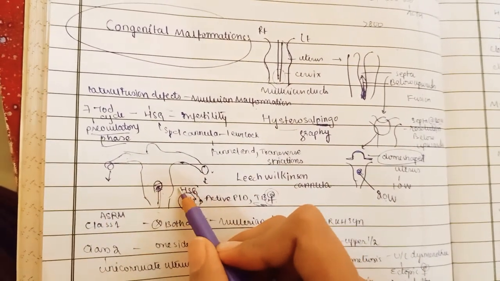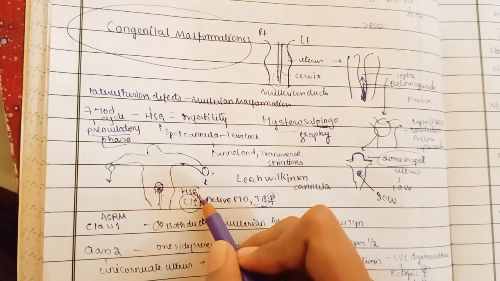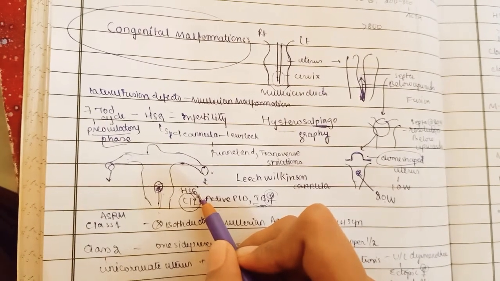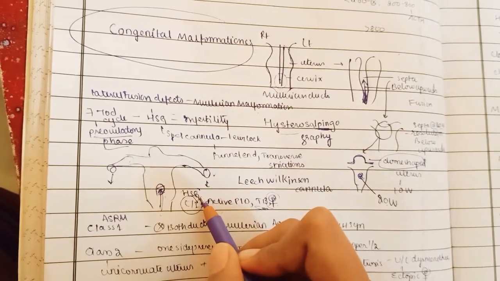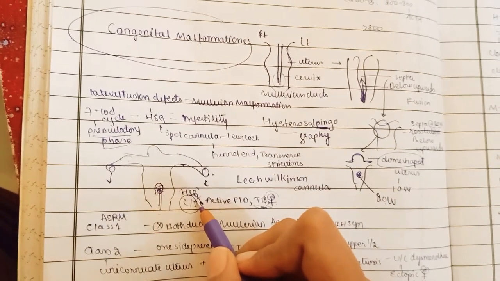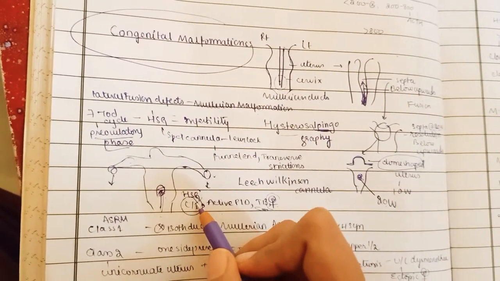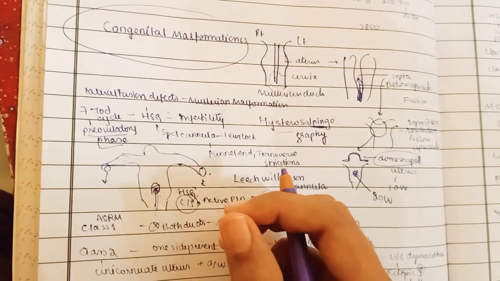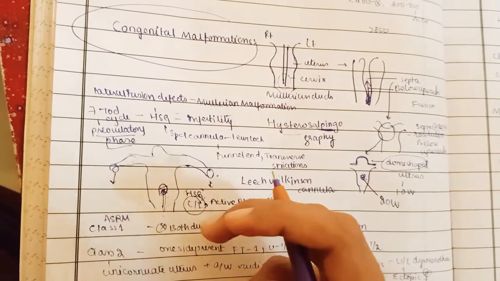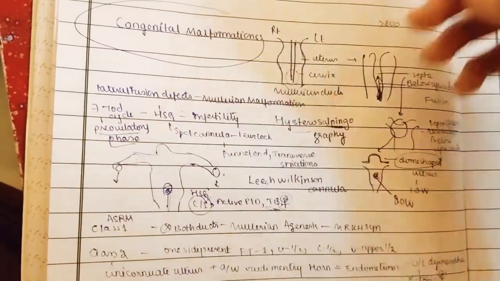So always remember the investigation of choice. You may think that now we are talking about HSG, so this may be the investigation of choice, but no, it is not the investigation of choice in Mullerian malformation, because HSG cannot differentiate between the bicornuate and septate uterus. So what is bicornuate and septate uterus? I am going to show them now.